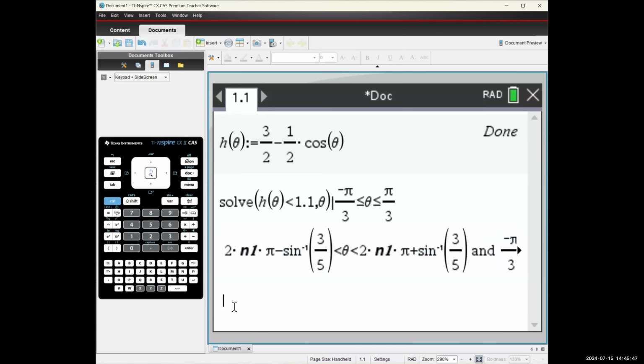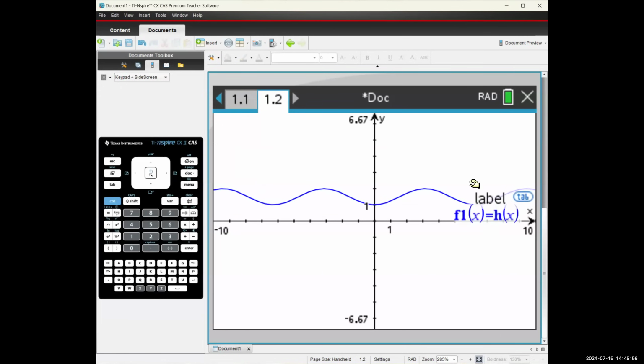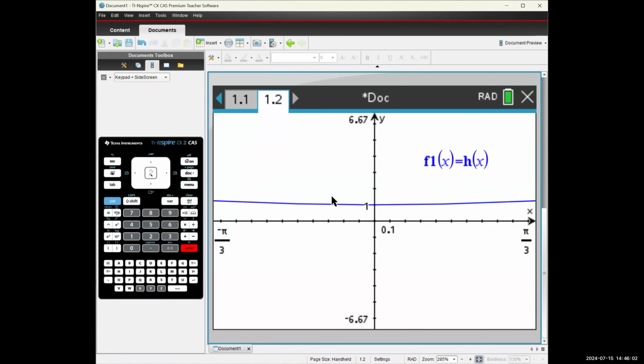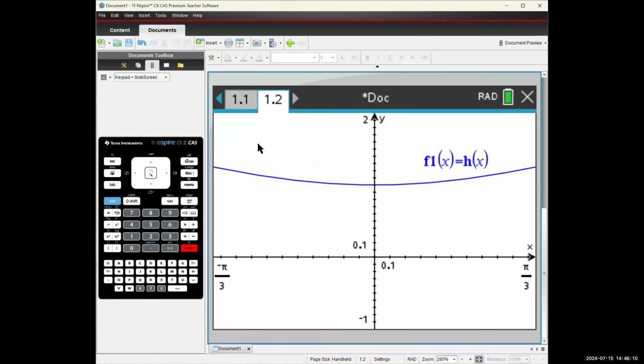Okay, it doesn't really give us a meaningful form. So I probably need to go for the graph, h of x. And this is pi over 3. This is minus pi over 3. And let's try using a 2 here and a minus 1 here. Okay, so if I plot 1.1 here, good. Now we can find the intersection.